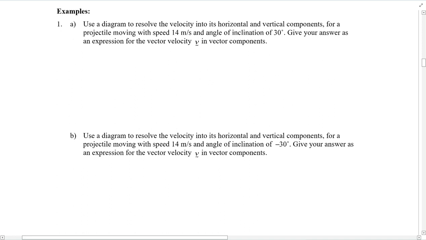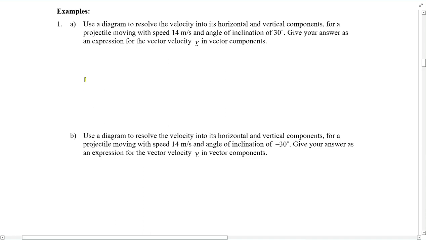So question 1, use a diagram to resolve the velocity into its horizontal and vertical components for a projectile moving with speed of 14 meters per second at an angle of inclination of 30 degrees. Give your answer as an expression for the velocity vector, v there, in vector components. So because it's our first question, and I always like to do it anyway, a little diagram always gives you a visual on what is happening.